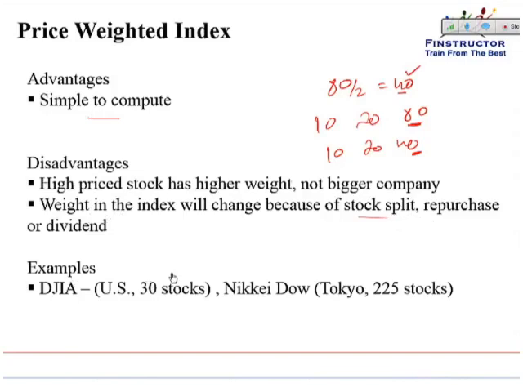Some examples are the Dow Jones Industrial Average in the US of 30 stocks, and the Nikkei Dow in Tokyo of 225 stocks. These indices are calculated and maintained using price weighting.